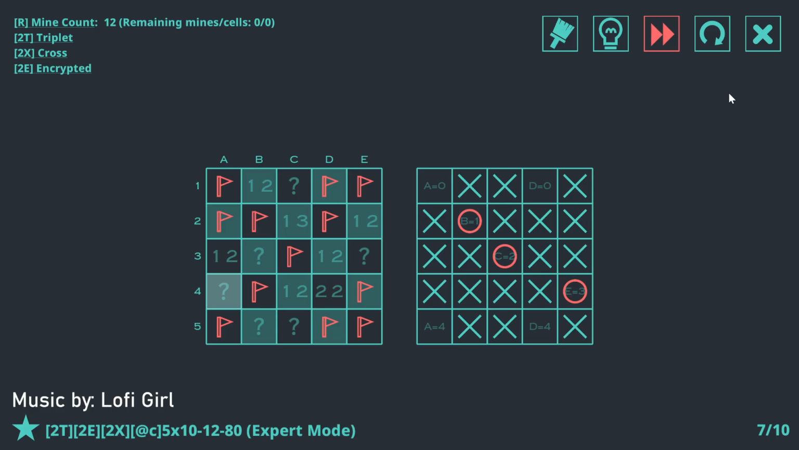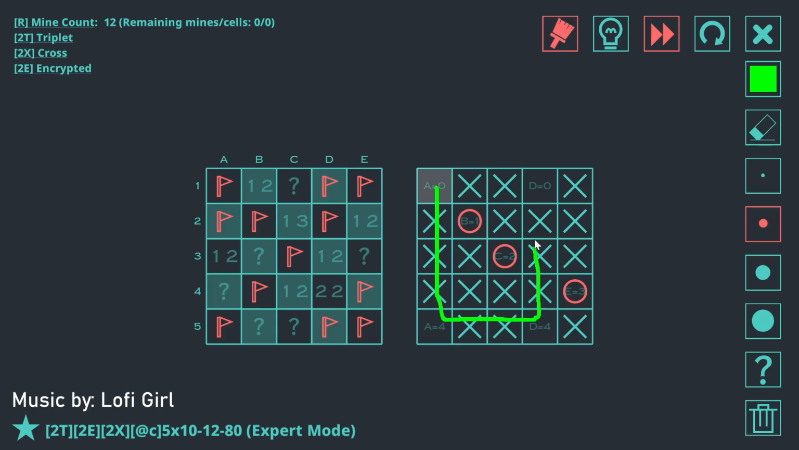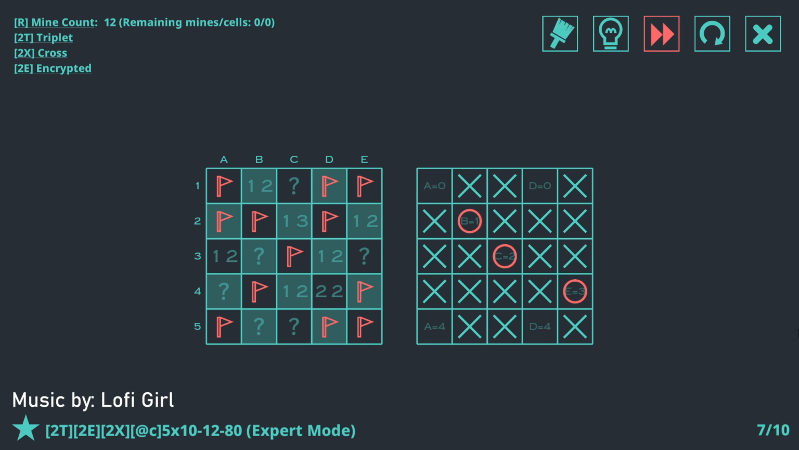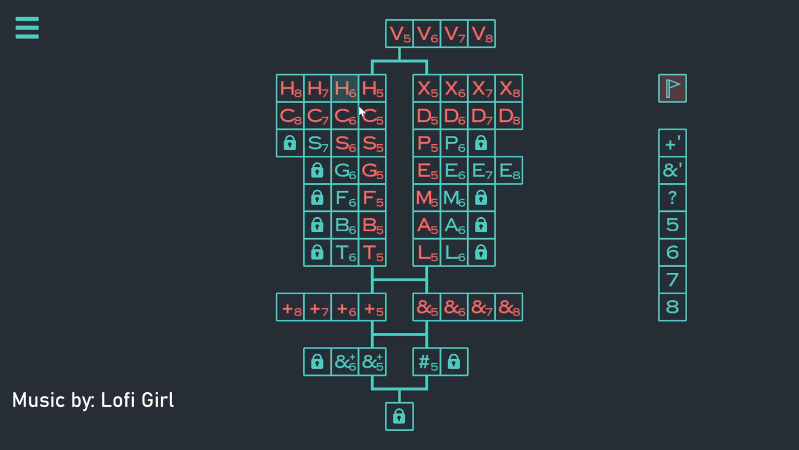There you go. We have another unsolvable board. Because you either have this is a liar and this is a liar or the other way. A is 0, D is 4 or the other way around. So ta-da! There you go. Triplet cross encrypted. Okay, well, that was fun. We went through all possible left side variants, which is something that usually never happens. But there you go. That was pretty fun.